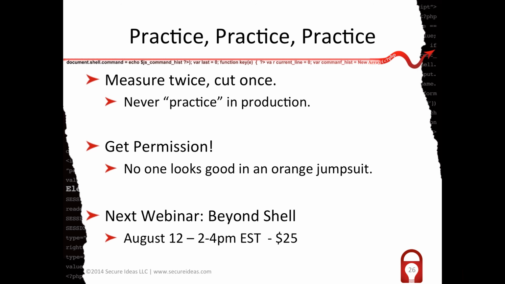Never practice in production. If you're not sure how something works or how reliable it is or what it does, set up a lab system and test it there first. Get permission. This is straightforward. Nobody looks good in an orange jumpsuit. I don't want to meet you at a conference and have you say, yeah, I did 2 years in prison because I tried what you told me to on my employer's network and they didn't like it. So always have signed permission if you're doing this on a network that you don't own.